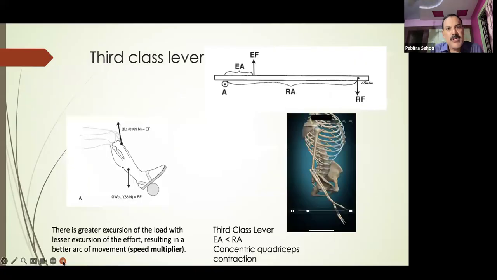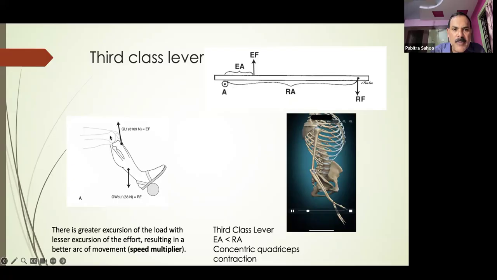Then coming to the third class lever, it is a disadvantageous condition, where the resistance arm is longer than the effort arm. So this is the fulcrum, this is the effort, and this is the resistance. Think about a knee. Here the quadriceps is attached to the tibial tuberosity. This is the quadriceps tendon.